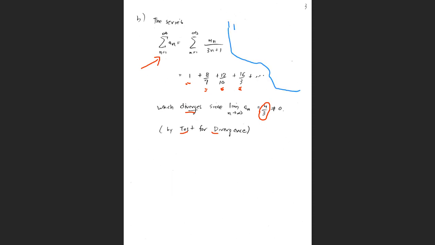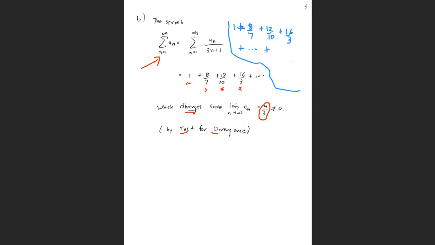So, you know, the series is 1 plus 8/7 plus 12/10 plus 16/3, and then we keep going, and we keep going.